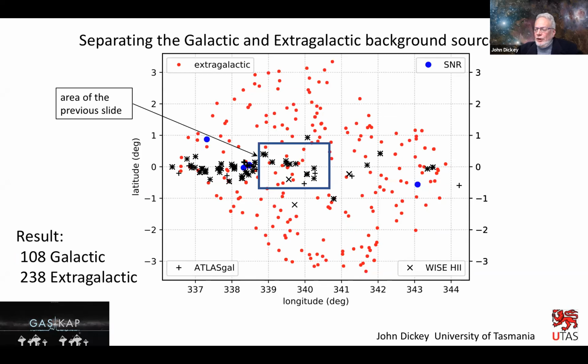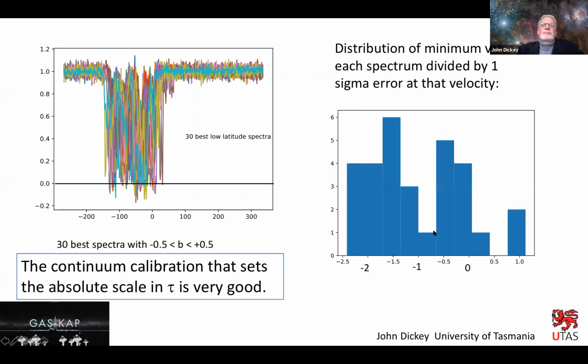And you do that by doing a whole lot of astroquery queries to the VizieR database, where they have many survey results, tables of sources found in different ways. The ATLASGAL and the WISE HII region catalogs contain most of the galactic sources as far as we know. So in the end, we have about 100 galactic sources and almost 250 extragalactic, of which about 200 are strong enough that they're pretty useful for absorption.